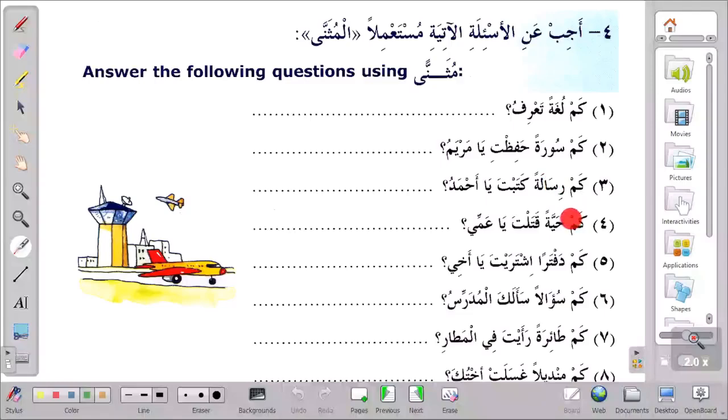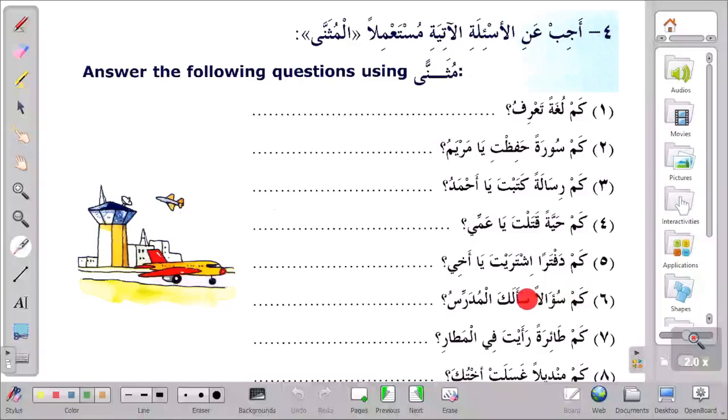Kam hayyatan qatalta ya ammi? He's asking his paternal uncle, how many hayya? Hayyatun is a snake. So how many snakes did you kill? So how will he answer? He will answer by saying, of course, I killed 2 snakes. So you say, qataltu hayyatayni. Kam daftaran ishtarayta ya akhi? How many notebooks did you buy? You say, I bought 2 notebooks. So you answer by saying ishtaraytu daftarayni, right?